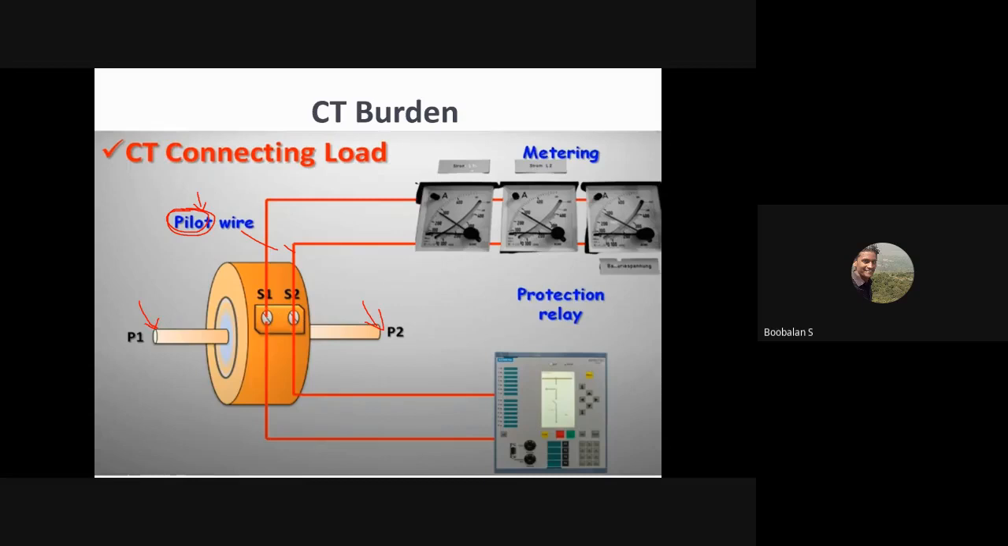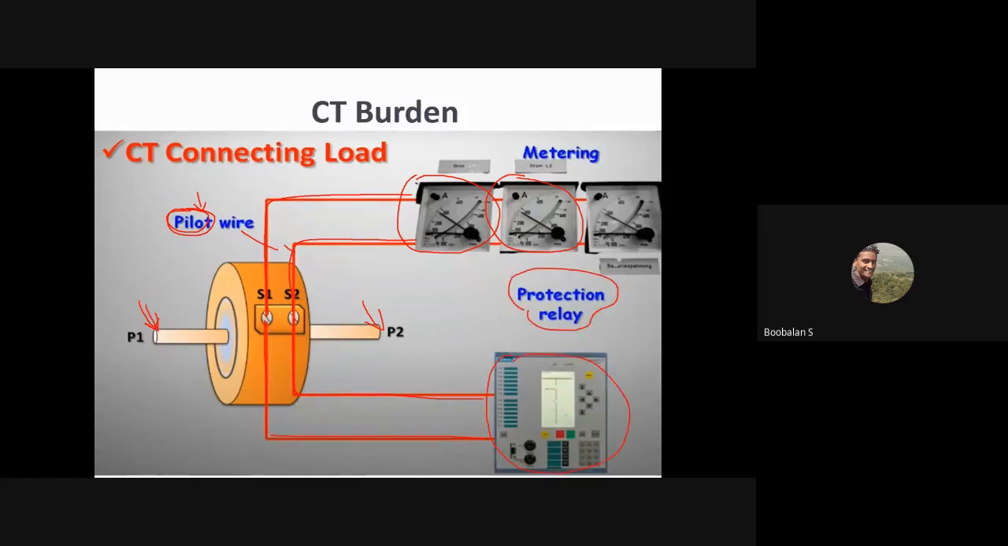Right, S1 S2, I am going to connect. Where am I going to connect this? I have two options. For metering purposes, I'm going to connect meters, for measuring the flow of current inside this conductor, right? And we have one more thing: we can connect one more CT output to my protection relays. So for protection purposes, I connect it with my relay.